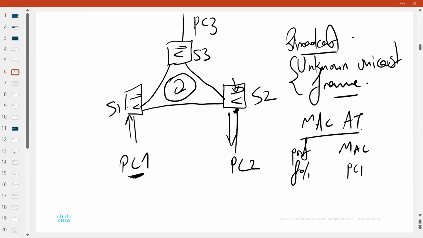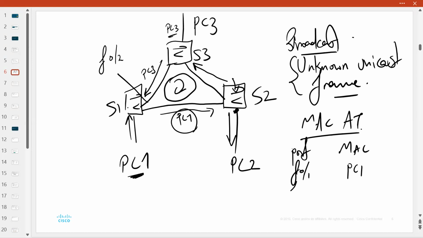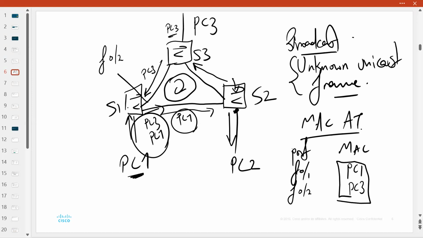Right? If the destination is unknown or it's a broadcast, it is broadcast out of the ports. Because of the loop, it will still come back to the switch with PC1's source address. Then the broadcast may also reach PC3 to some extent. Then we have a port, let's say this is port F0/2. So for port F0/2, we now have PC3's incoming port in our MAC address table. The switch now sees PC1's broadcast coming in on a different port. When the MAC address table is checked, PC1 and PC3 are seen on different ports.